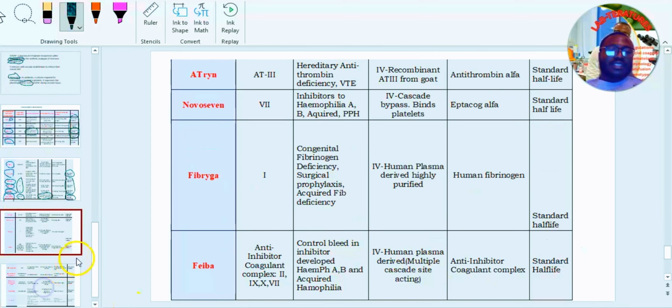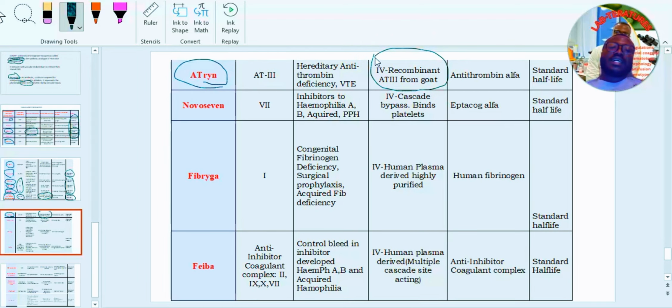Now we go to another slide, which is giving us more. So this is also antithrombin as well. That first one was extracted from human plasma, but this is Atryn, and this looks recombinant. So antithrombin 3 can be replaced with either Thrombate, which is the AT3 naturally extracted, or Atryn, which is a recombinant, and it has the standard half-life. Anyway, it is the first recombinant one that has standard half-life, and it is made from goat.